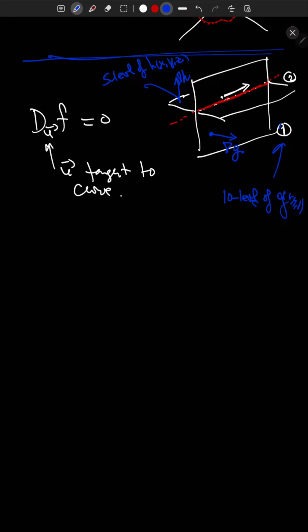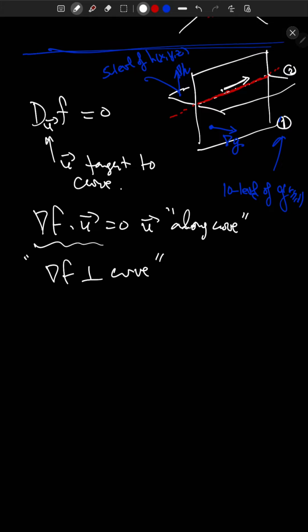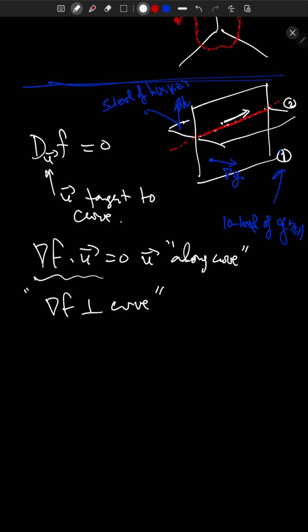Now we want to find places where the directional derivative D_u f equals 0, where u is along the curve, which means gradient f dot u equals 0, with u tangent to the curve. That means we want to find places where gradient f is perpendicular to the curve. Okay, but what are the directions perpendicular to the curve?